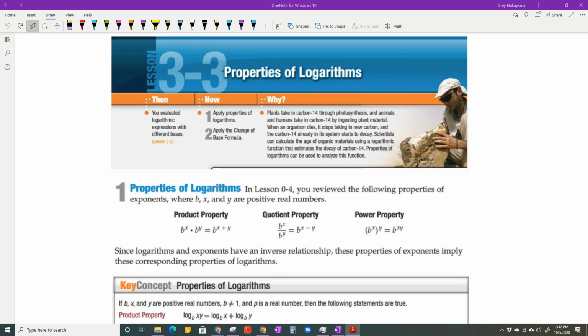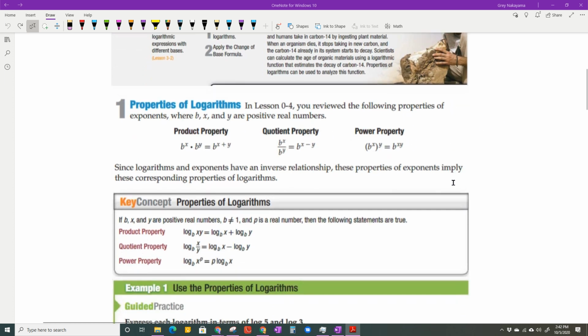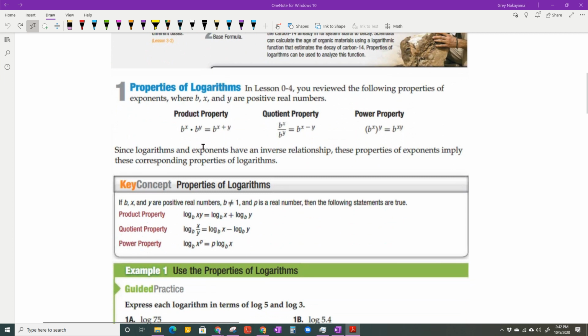Okay, today's lesson is 3.3, Properties of Logarithms, and we are talking about something you did last year, so this should be really short and easy for you. So first off, remember that logarithms are just a fancy way of asking for an exponent of a number when you know the base of it.